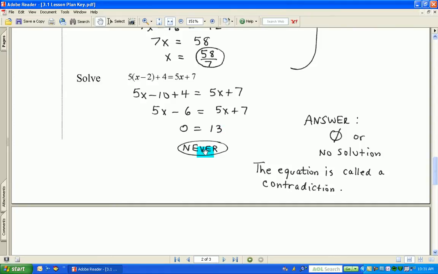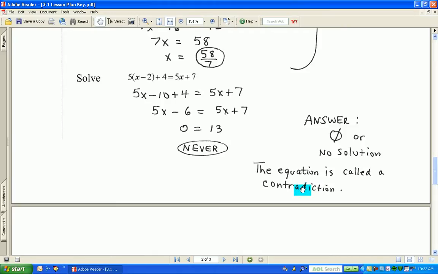So that means this equation is never true, and if I take that one step further, that means this equation has no answers. So the solution set is the empty set. And there are two ways to write that. You can either write it with this symbol, or you can write it as no solution. They both mean the same thing. This equation is not called a conditional because there are no answers. Remember, a conditional means there has to be a finite number of answers. This doesn't have any answers.